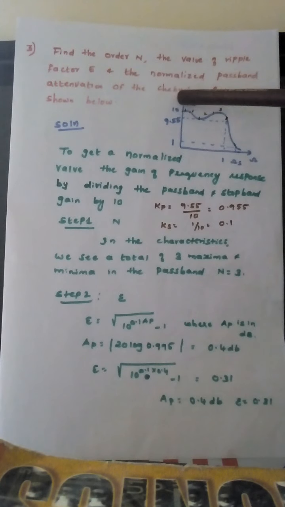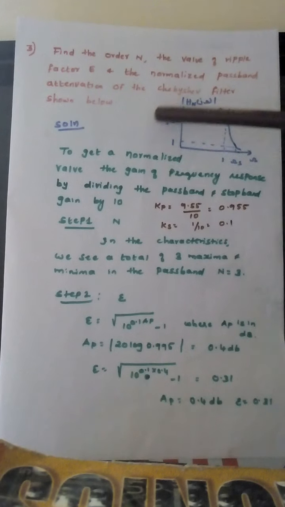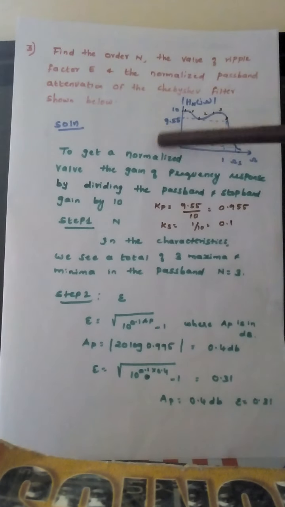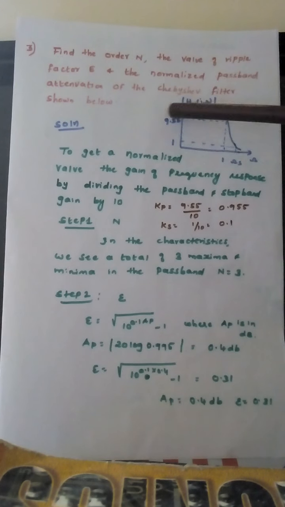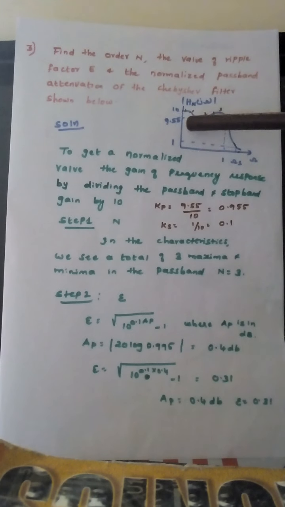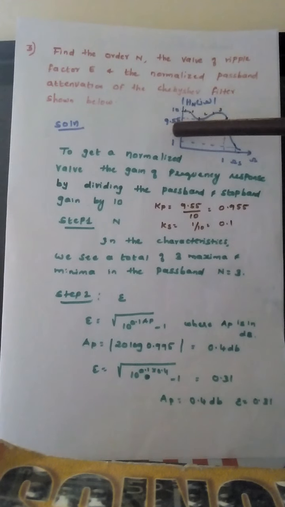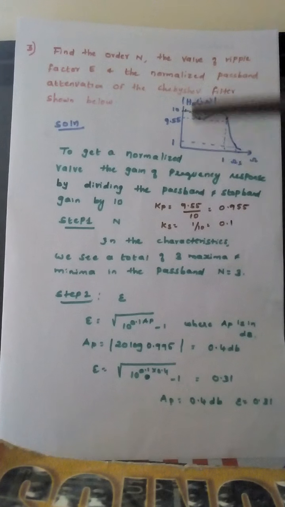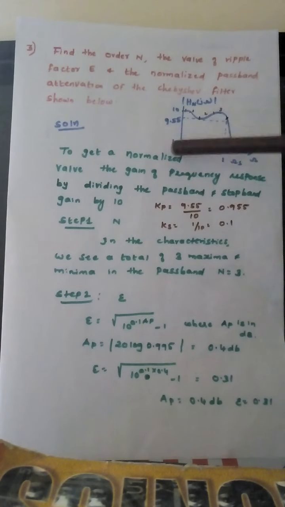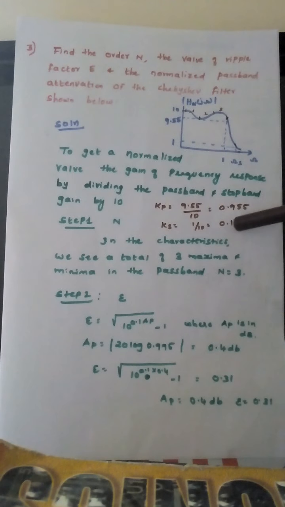So if you want to get the value 1, it should be divided by 10. That means all the gains of the frequency response should be divided by 10, that is the passband gain and the stopband gain should both be divided by 10. Then all the values will be normalized. So here, this is your Kp and this is your Ks. The Kp value is 9.55 divided by 10, so we get the normalized value 0.955, and Ks is also divided by 10, so it is 0.1.